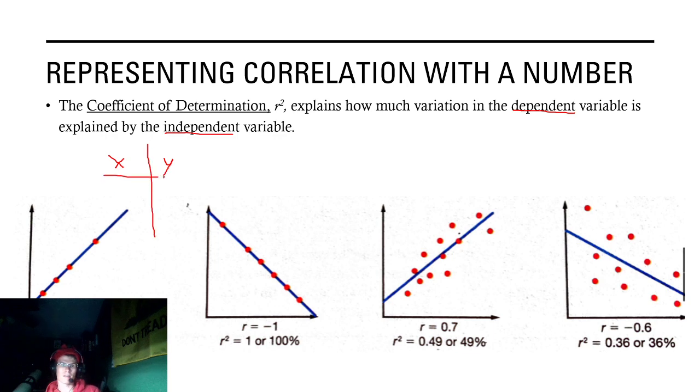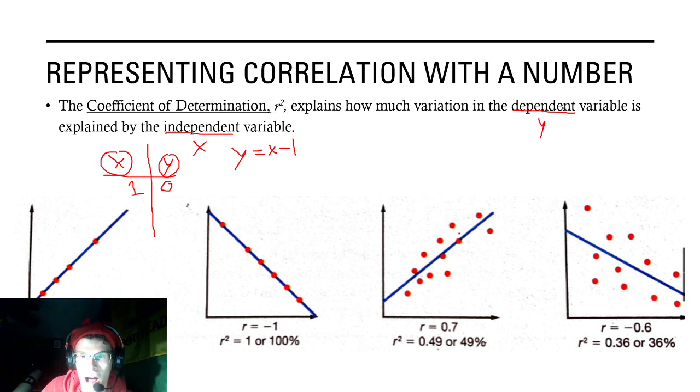In a given function, y depends on what x is, right? So if I have the function y equals x minus 1, whatever x is, so say x is 1, y would be equal to 0. All right? So y depends on x. That means y would be our dependent variable and x would be our independent variable. So R squared explains how much variation in y is explained by x.